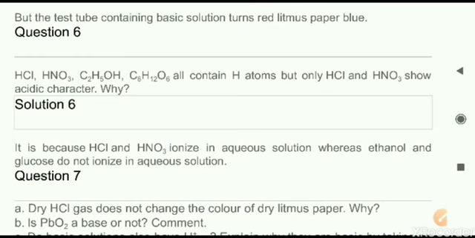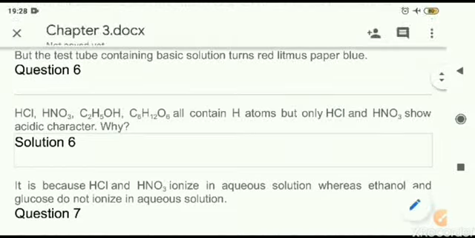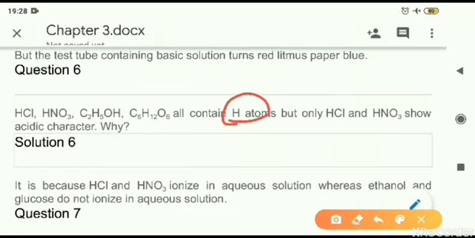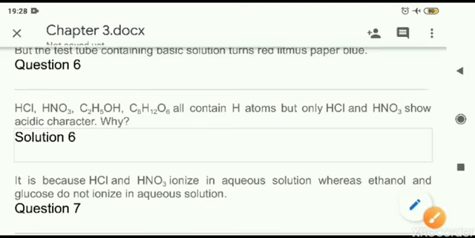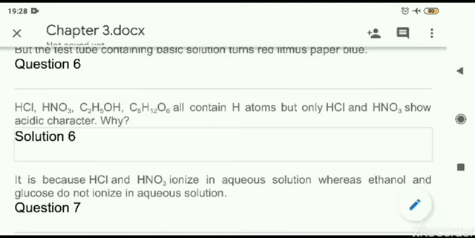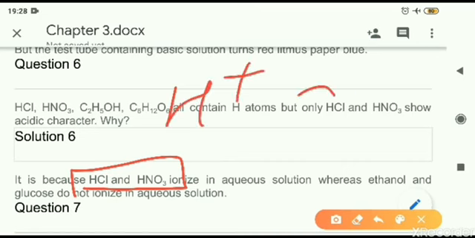All of them are having hydrogen atoms, but still only 2 are showing acidic nature. In the definition we have learned hydrogen ions are released. Here all are having hydrogen, but still only 2 are acids. The remaining 2 are not acids. Why is it so? Because in aqueous solution only 2 of them ionize. They should ionize. HCl gets ionized, one is becoming H plus, another is becoming Cl negative, so it is forming ions. That is why it is an acid.